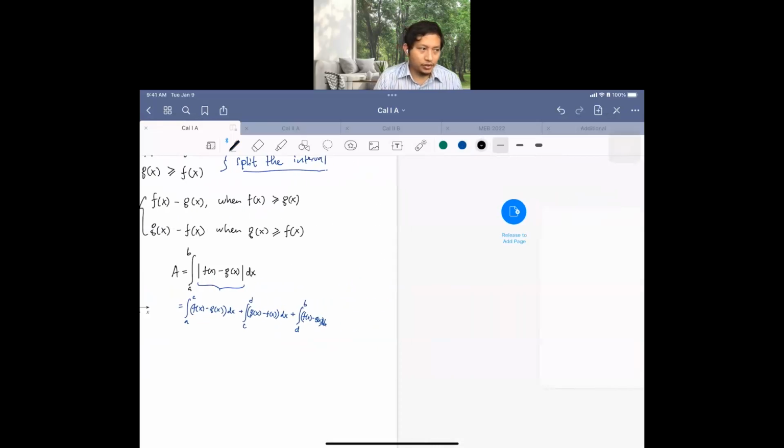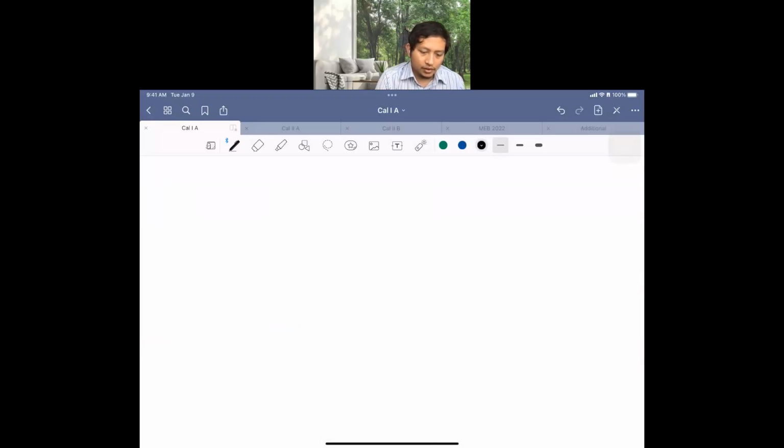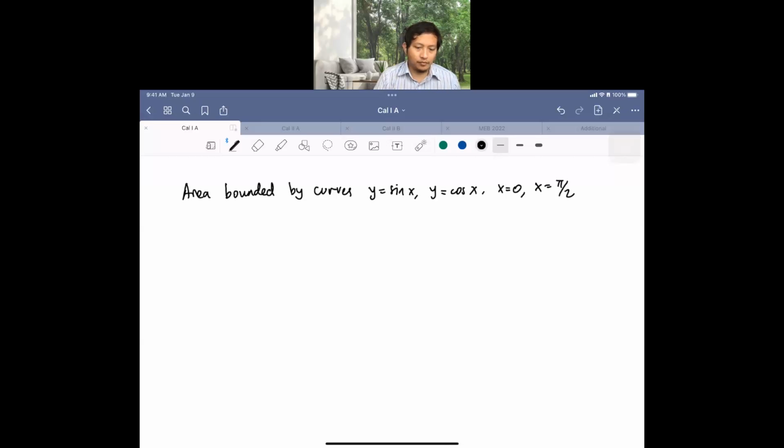Now, for example, let's look at the area bounded by the curves y equals sine x, y equals cosine x, and the lines x equals 0 and x equals pi over 2. So perhaps we can draw. If we want to draw, we can imagine how the sine and cosine will intersect. Maybe around here.